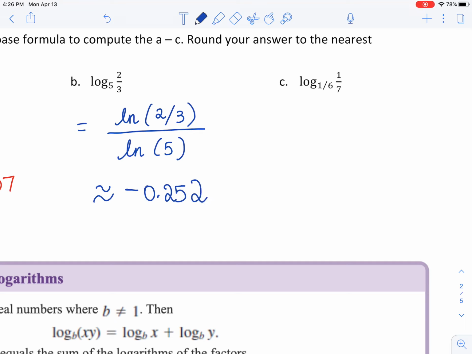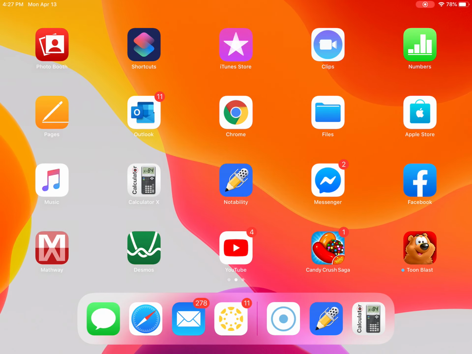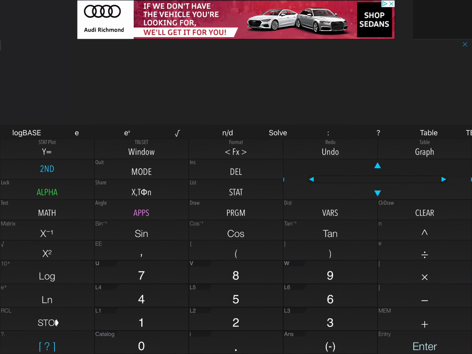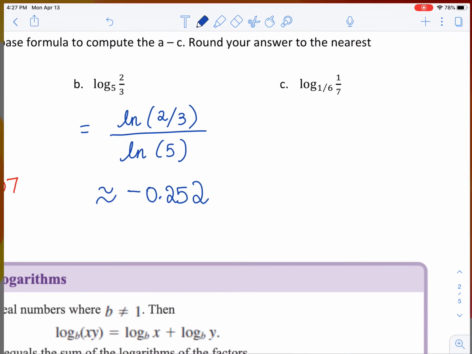0.252. But if you want to know if that's really correct, and if you happen to have a calculator that will do log base, then I can check it too. I can type in log base 5, the base was 5, right? And then 2/3 was the argument. If I hit enter, I get the same exact decimal. So this change of base formula really works.